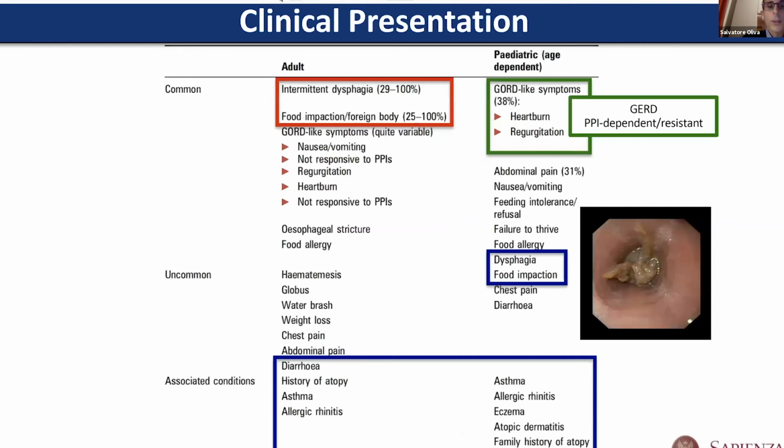As I mentioned, what is really useful is the PPI dependency or the PPI resistance, even if you have GERD-like symptoms, for example heartburn, regurgitation. So if you have just these symptoms, but you are dependent on PPI, this needs to be considered. Even if you have other suggestive symptoms or red flags, such as atopy, rhinitis, asthma, or something like that, all these factors need to be considered in the diagnostic process. Next.